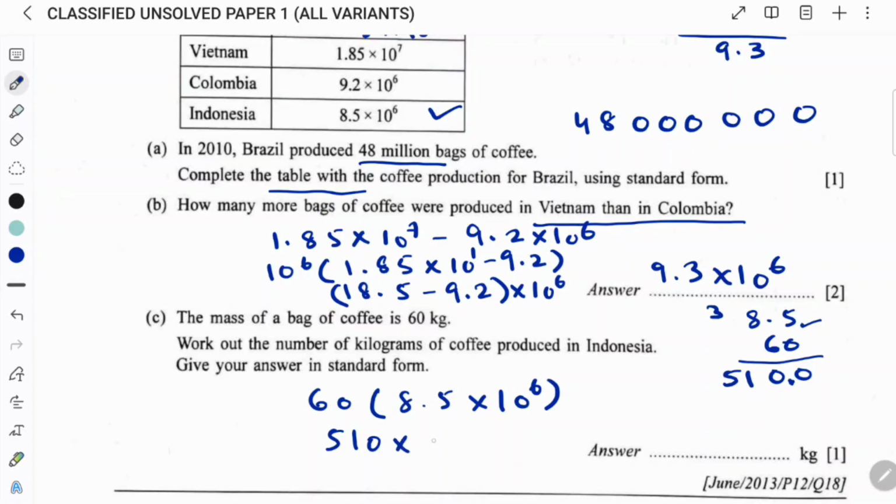510 into 10 to the power 6. It's 510, so it will become 10 into 10 square and then 10 to the power 6. If it will become 51, then 5.1 into 10 power 1. It is 510, it means 5 times 100. 100 means 10 square. So altogether it will become 5.10 into 10 to the power of 8. So I'm skipping questions now.